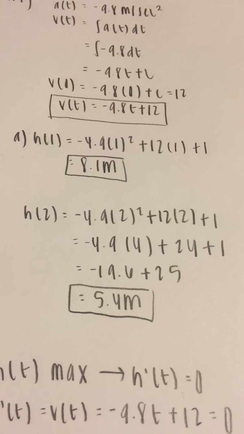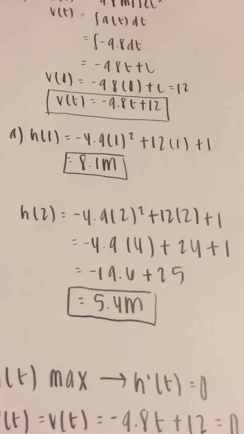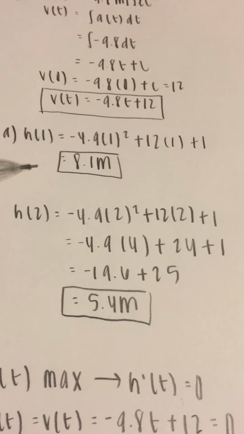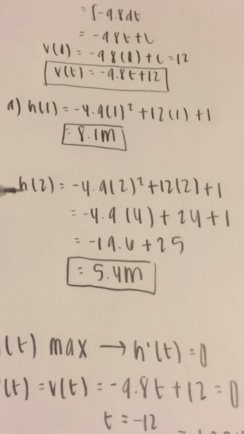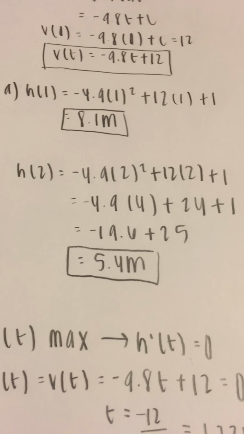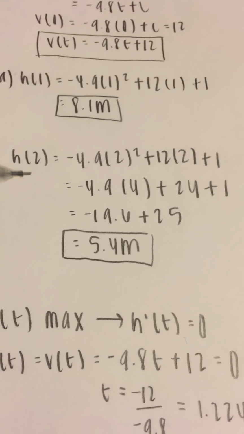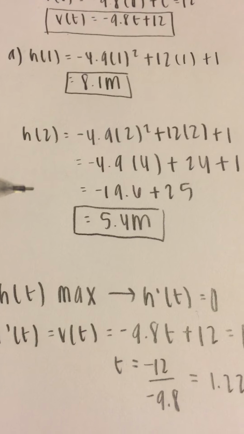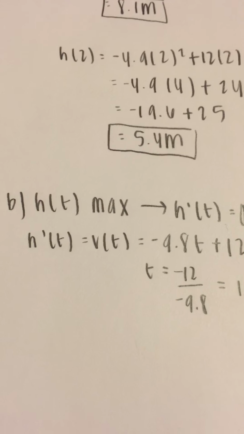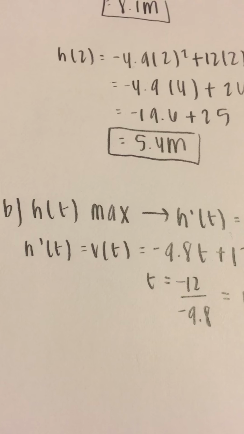So next, they want us to find how high the eraser was after 1 second. So with the height function that we had just found, we're going to plug in a 1. After plugging in a 1, you should get 8.1 meters. They also want us to find how high the eraser was after 2 seconds as well. So with that same height function, we're going to plug in a 2 instead this time, and then we should get 5.4 meters.